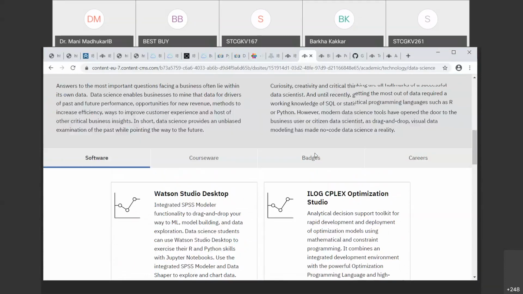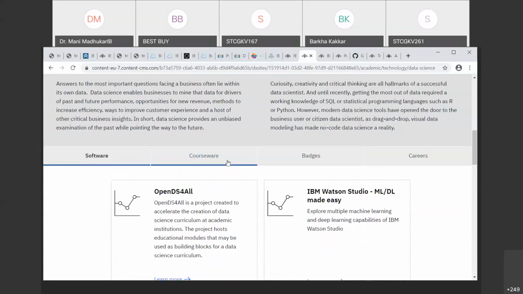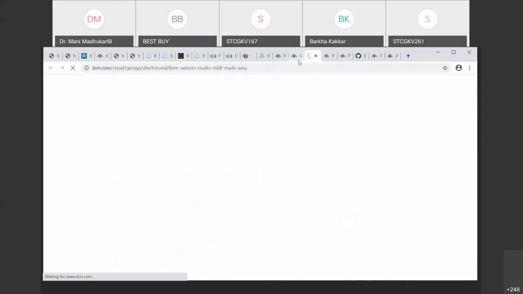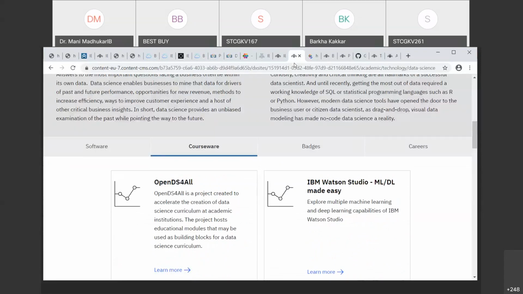Number two, you get a lot of courseware which you can really leverage from here, which is again offered free of cost for everybody to learn. So I just opened one link, you will see it in a while. There's a lot of courseware you can download from here, a lot of content which is offered free of cost for you to learn. It's all free, by the way, whatever I'm showing you right now.